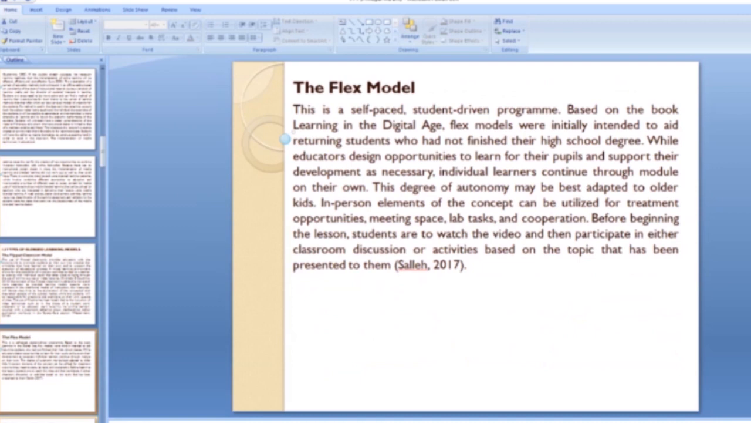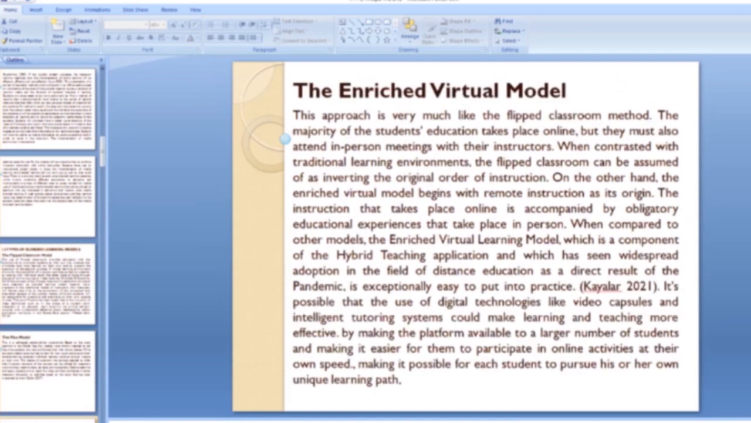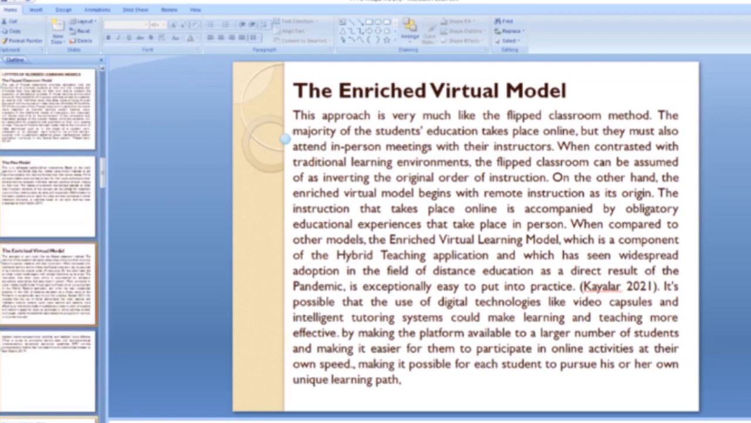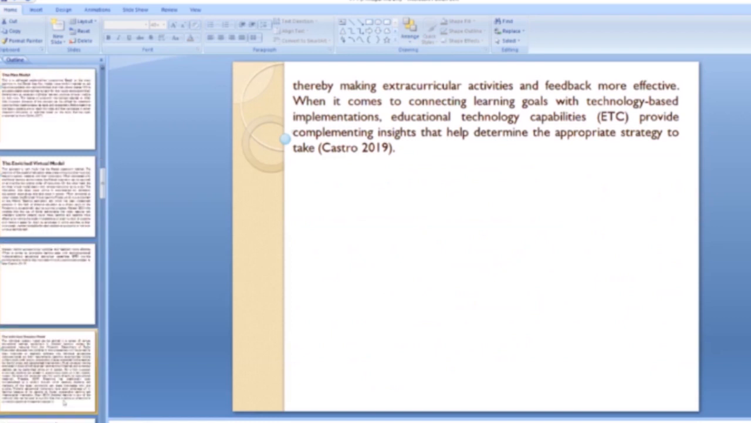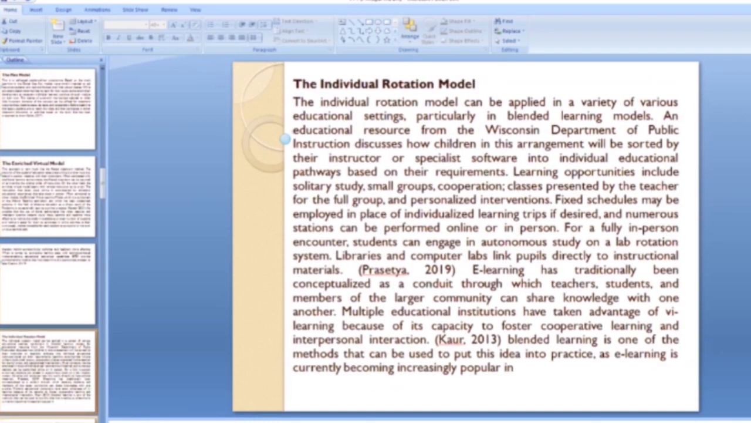The next model is the enriched virtual model. This approach is very much like the flipped classroom method. The majority of the students' education takes place online. They must also attend in-person meetings with the instructor. So these are the different types of models available in my PPT. The next is the individual rotation model.